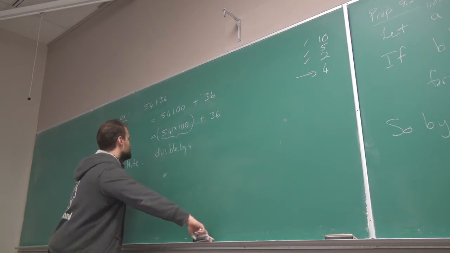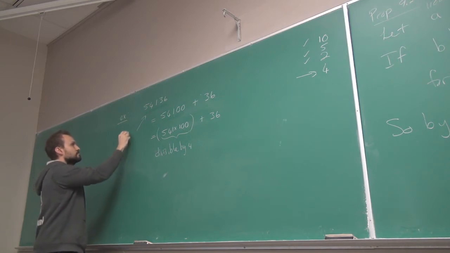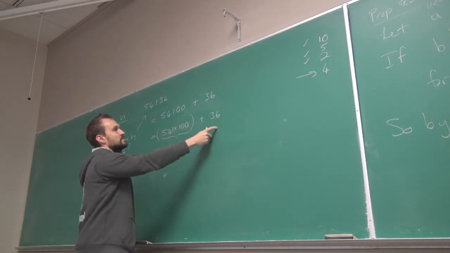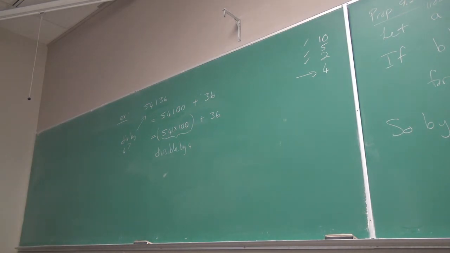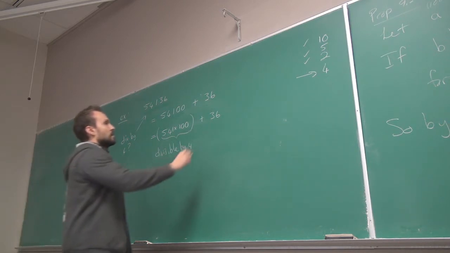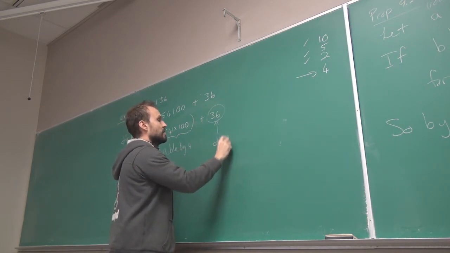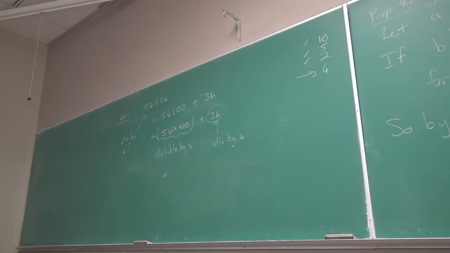So now, I'm trying to establish if this original number is divisible by 4. I broke it up into two pieces, one plus another. The first one, I've established, regardless of the original number, is always going to be divisible by 4. If I look at this number, now in this case, it is also divisible by 4. If I have something that's divisible by 4 plus something else that's divisible by 4, is it necessarily the case that the original will be divisible by 4?